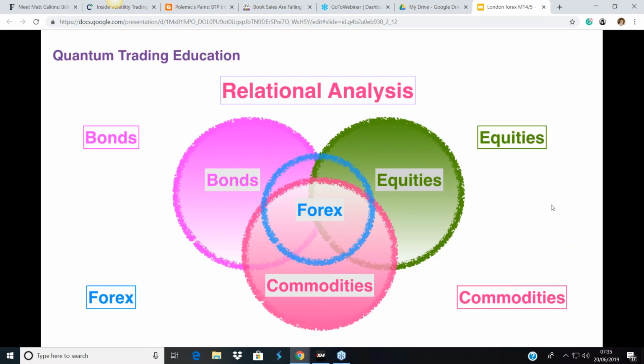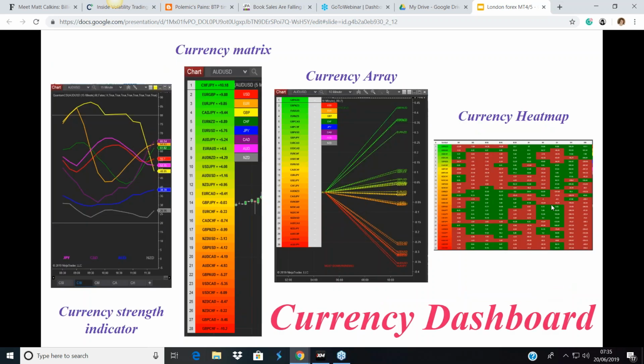Now, the Quantum indicators. There's a whole range of indicators, but we have four specific ones for the forex market, and here they are. We bundled them together, what we call the currency dashboard, but you can buy them individually as well. In fact, you can buy all our indicators individually. We've got the strength indicator, the matrix, the array, and the heat map.